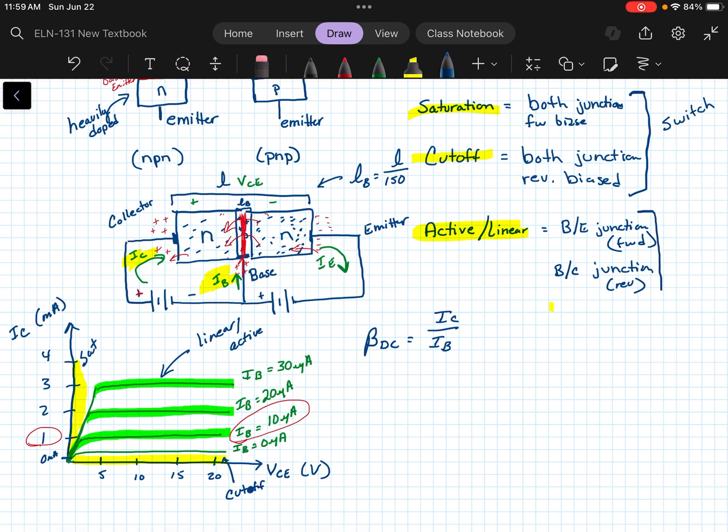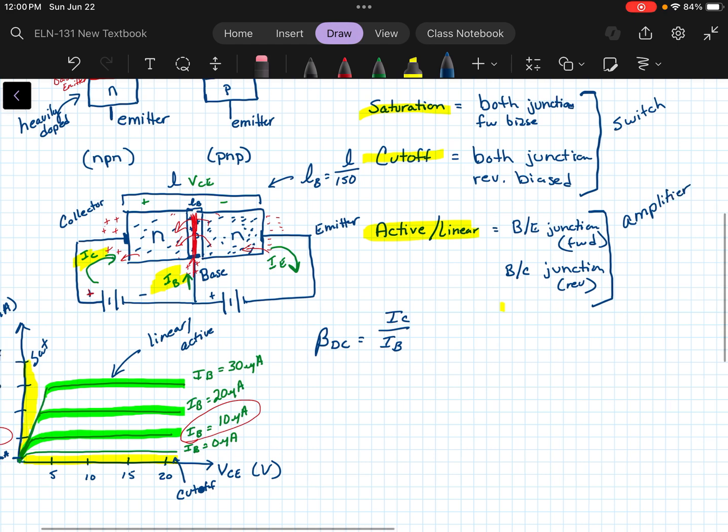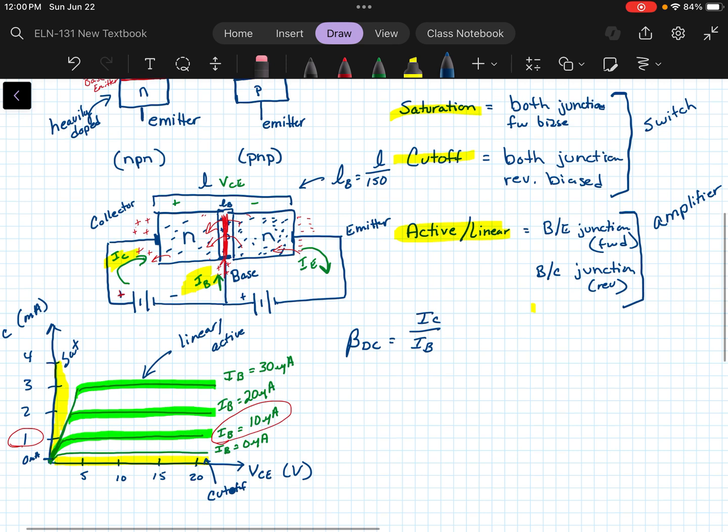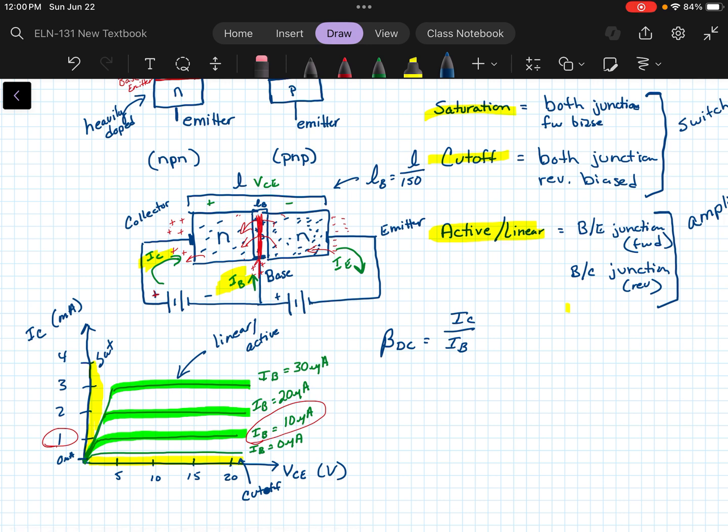However, when we use the transistor as an amplifier, we want it to operate in this linear or active region because we can control the output. Also, we want to operate in such a way that we don't enter the saturation or the cutoff region accidentally, because at that point we wouldn't get the output that we're expecting to have.